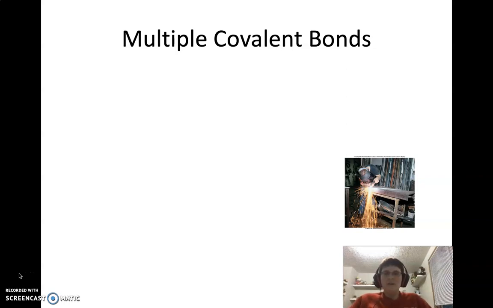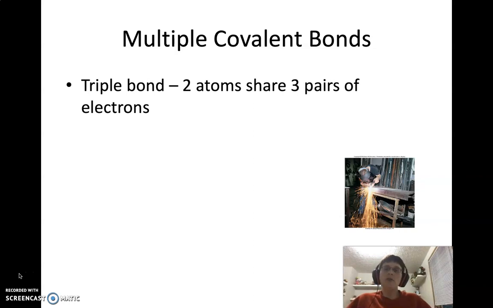This is lecture 5 from chapter 9, picking back up with covalent bonds. Last lecture we were looking at multiple covalent bonds, specifically double bonds. For some elements you can have more than a double bond. So we can have a triple bond, and that is where you've got two atoms sharing 3 pairs of electrons.